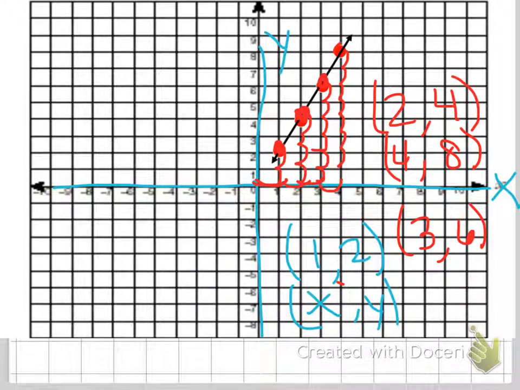Okay, and then all you do at the end is you pretty much play connect the dots, draw as straight of a line as you can, and this is you graphing your ordered pairs. Okay, that's how you graph your function or your rule.